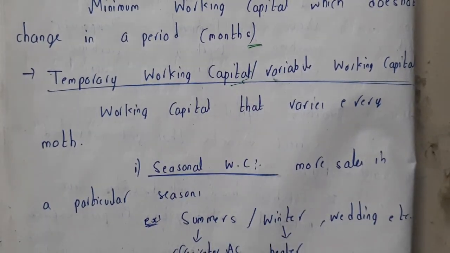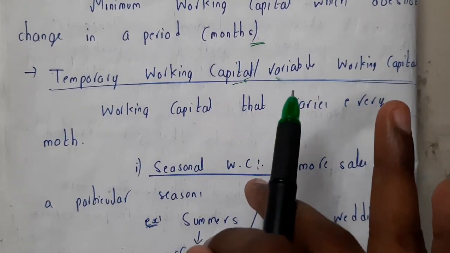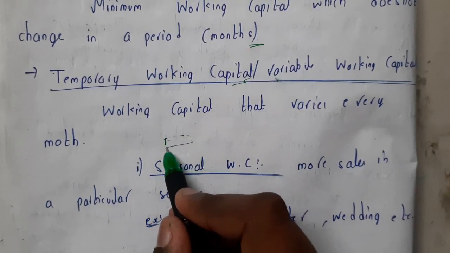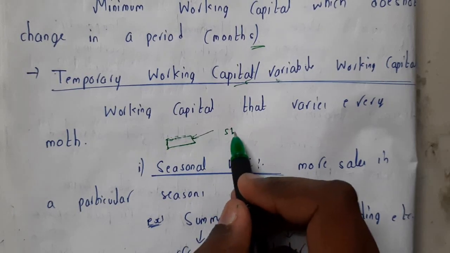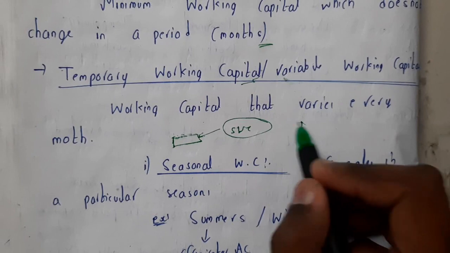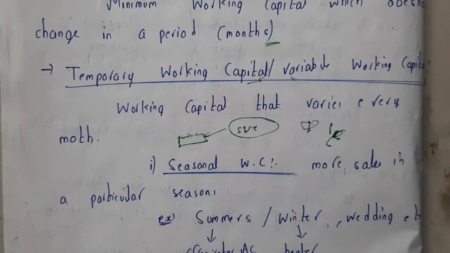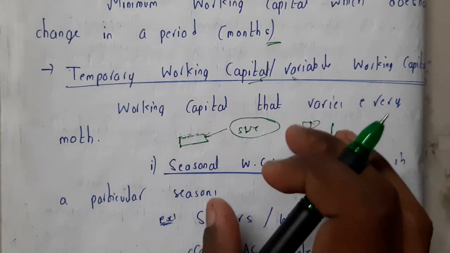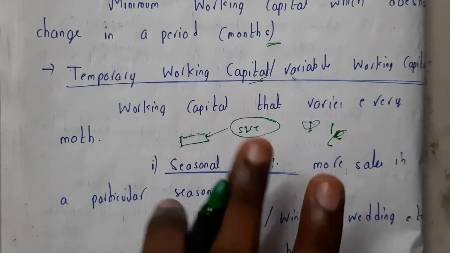Fine. Okay. Temporary working capital. The best examples for temporary working capital will be your seasonal and special working capitals, guys. Basically, in some seasons the selling of some goods will be really high. For example, sweaters in winter, umbrellas in the rainy season, and refrigerators and ACs in summer. Fine. Like that we will be having some seasonal working capital, right? So seasonal goods all come under seasonal working capital.